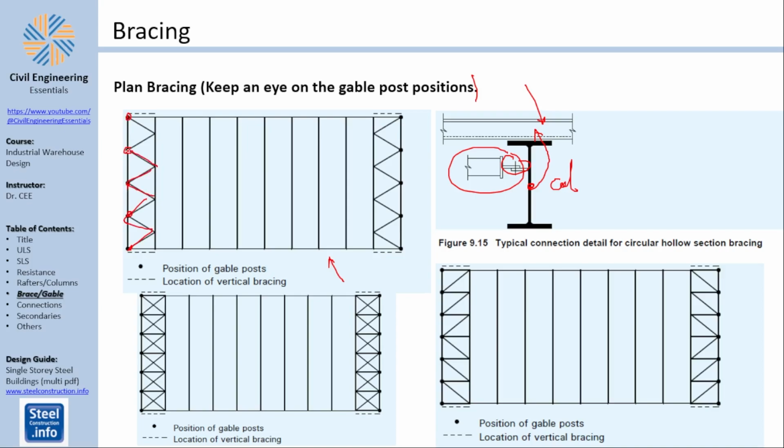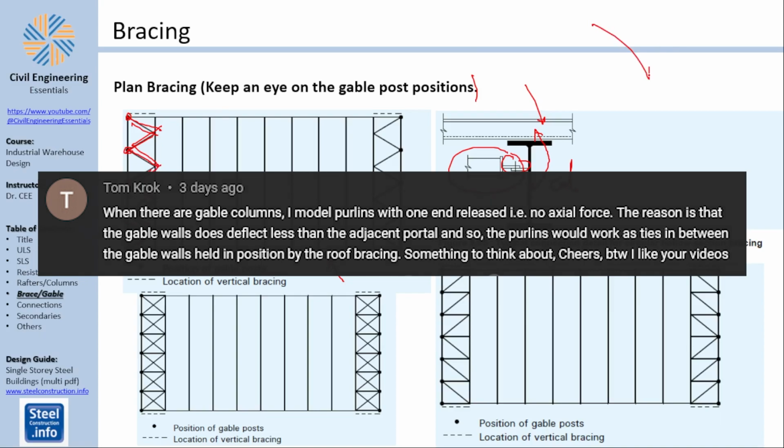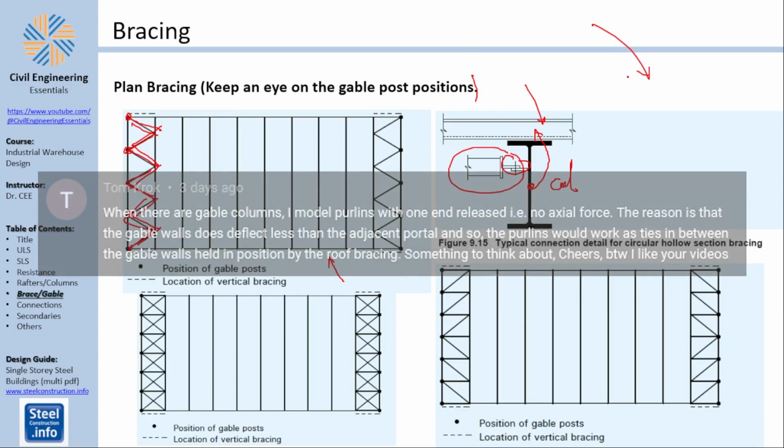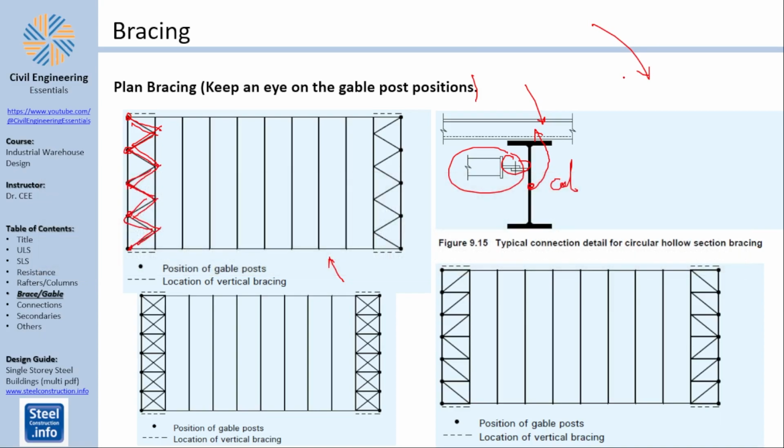I had a nice comment from one of our subscribers and viewers who mentioned a cool suggestion on how to use the roof bracing with the gable and release some of the purlins. I will show it here. You can pause and read. I think that's also a possible idea, and that's exactly what CE is all about.